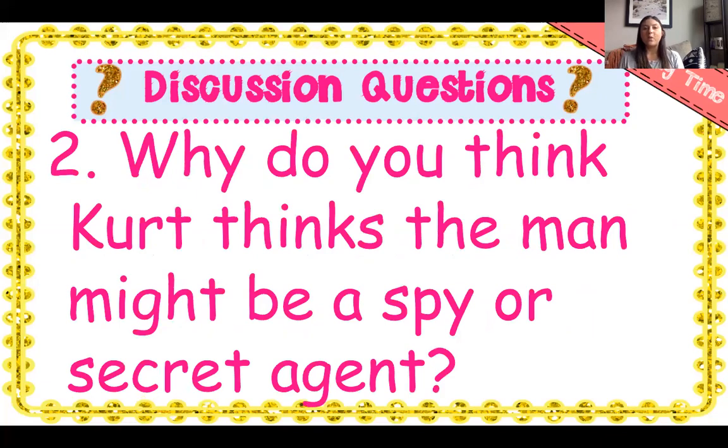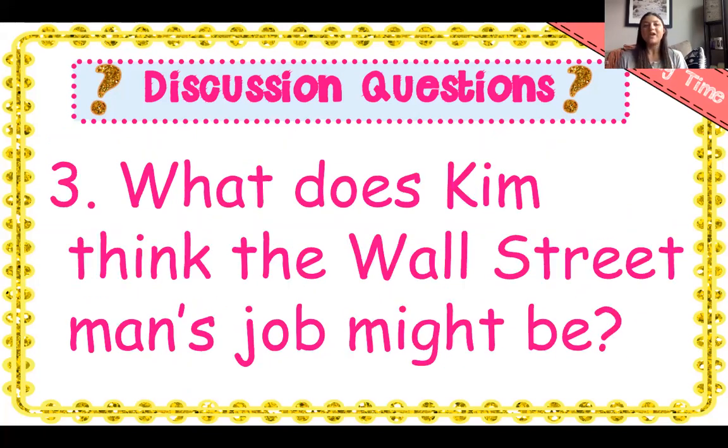Question 2. Why do you think Kurt thinks the man might be a spy or a secret agent? Sometimes when people are in a black suit, that makes me think about being a secret agent. Question number 3. What does Kim think the Wall Street man's job might be? Kim thinks that he might be a banker.